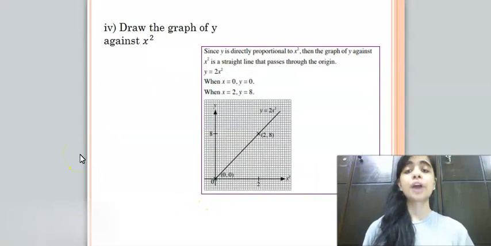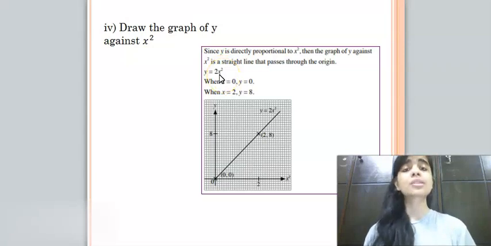Now let's look at part 4. Draw the graph of y against x square. Since y is directly proportional to x square, I told you one thing in the last video, that when two values are directly proportional, their graph would cross the origin. Yes. And we can even check that. For example, if I substitute x as 0 in this equation, what will be my y value? Yes, it will also be 0 because 2 multiplied by 0 will give me 0.